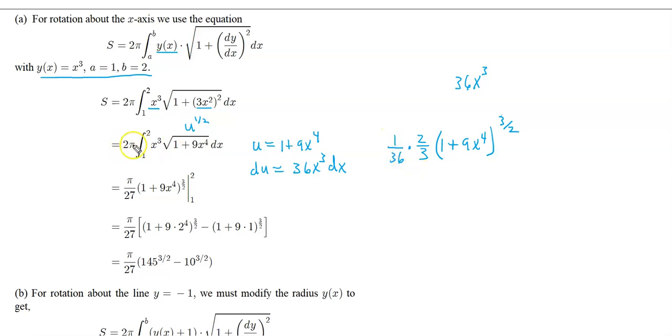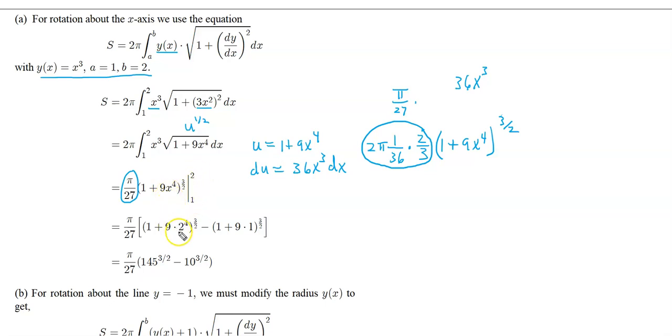And then we also have our 2 pi out front. And so this is what our antiderivative would be. Simplifying all of this right here, we get pi over 27. And so that's what we have right here. There's our pi over 27 times 1 plus 9x to the fourth to the 3/2 power. And now we just have to evaluate that from 1 to 2.